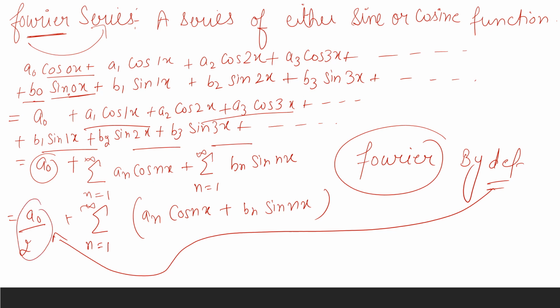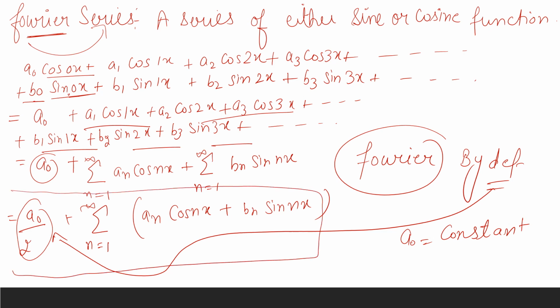Now you might be confused: if here it is a naught, why do we consider a naught by 2 in the definition? A naught is just a constant. We can take any constant here: 1 by 2, 2 by 3, a, b, c, any constant. Just to make calculation easier in the next sums, we put a naught by 2. So this is basically the definition, the formula, of Fourier series: a naught by 2 plus summation n equals 1 to infinity of an cos nx plus bn sin nx.